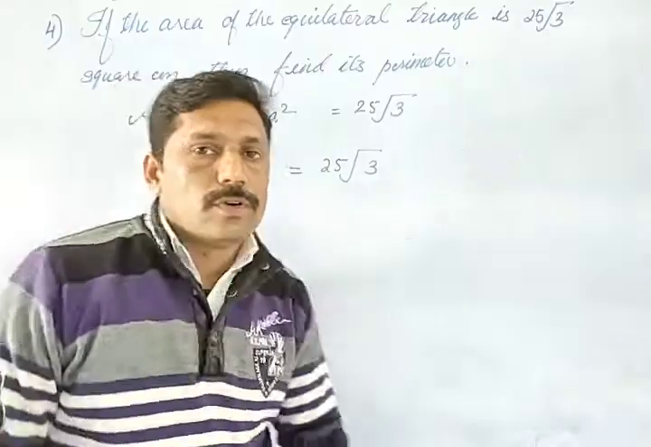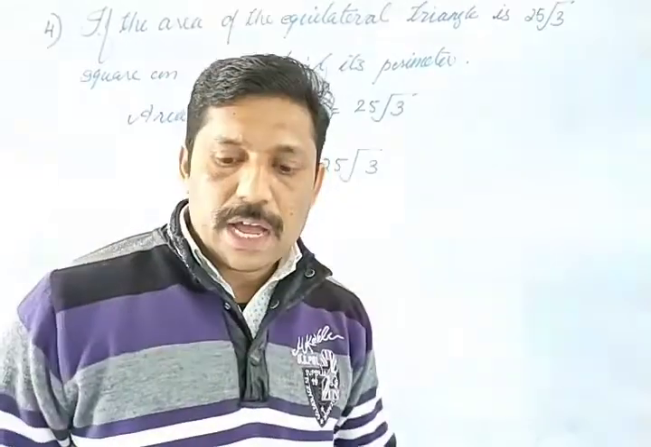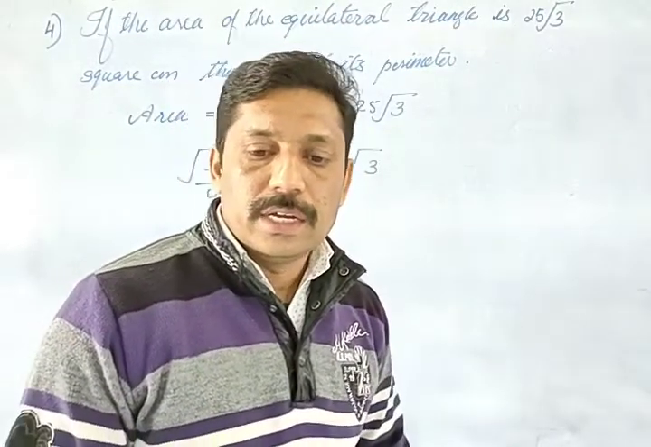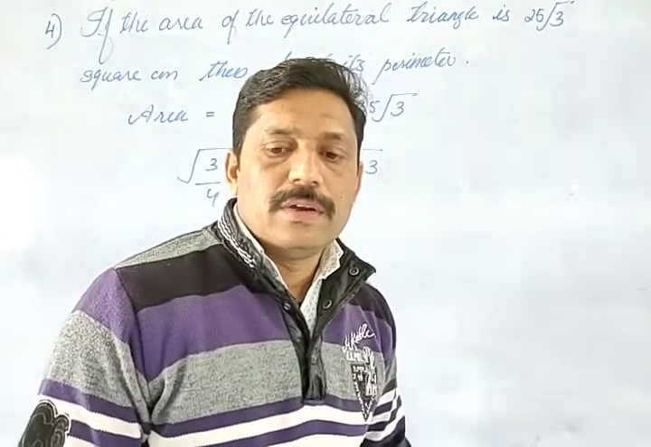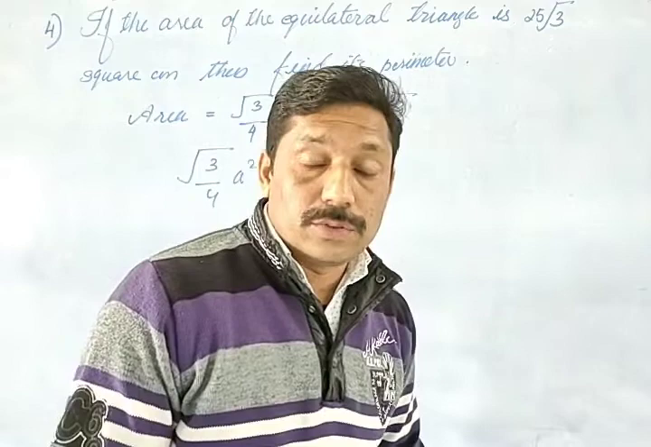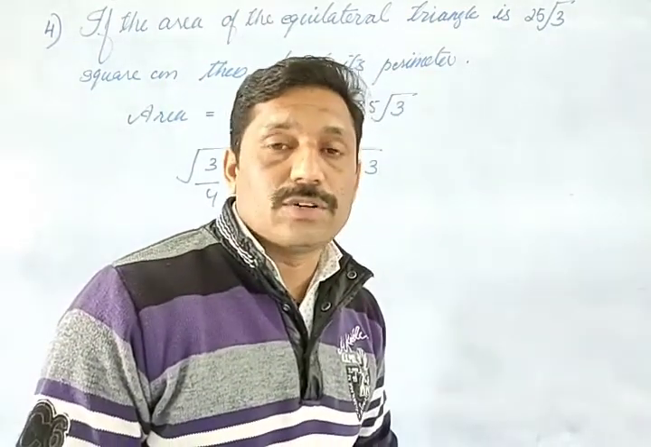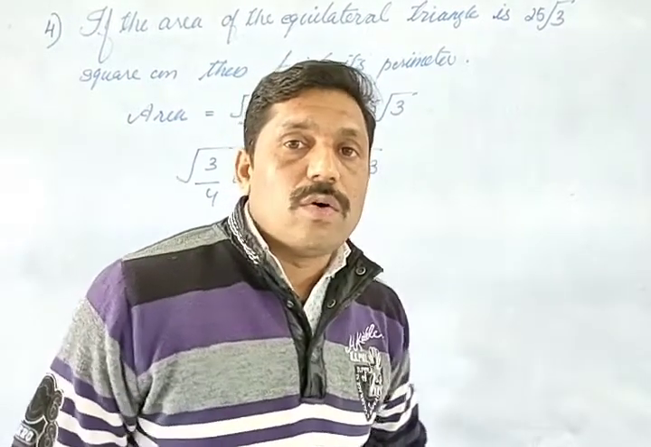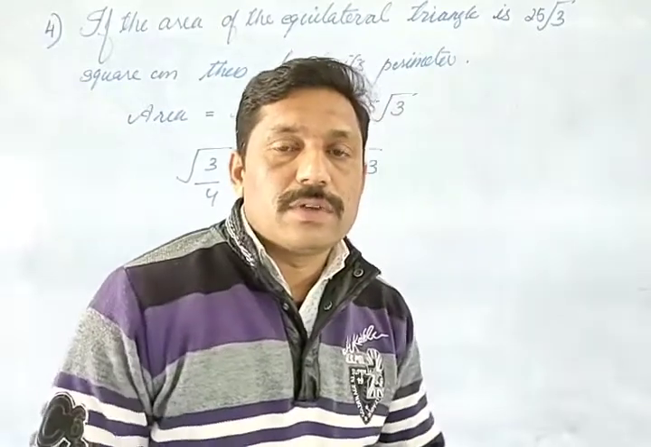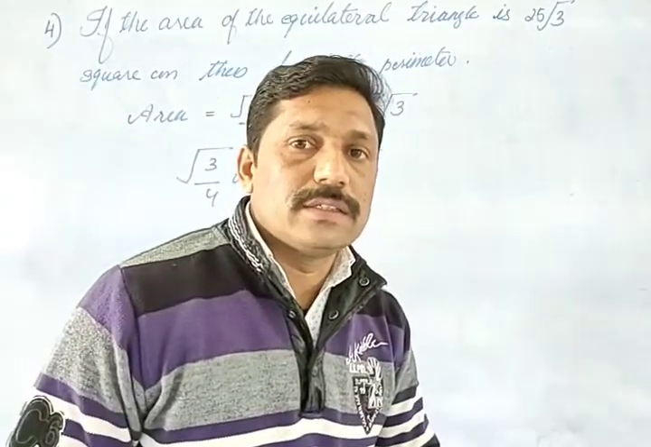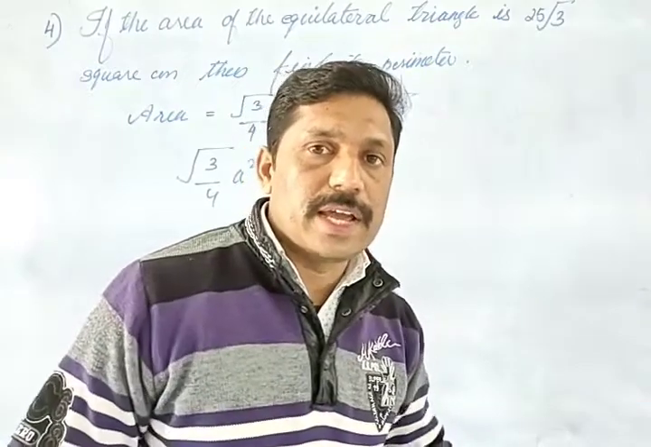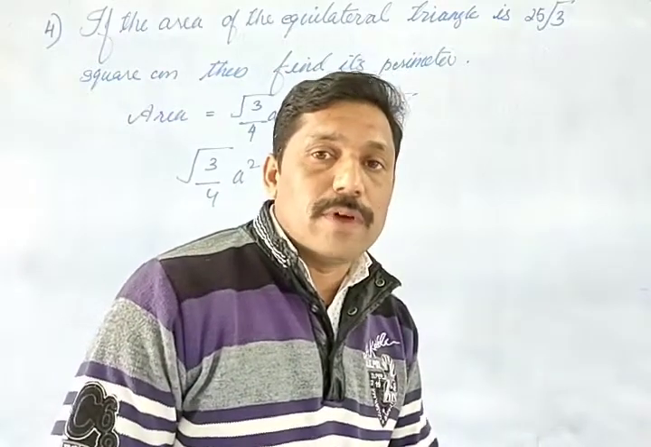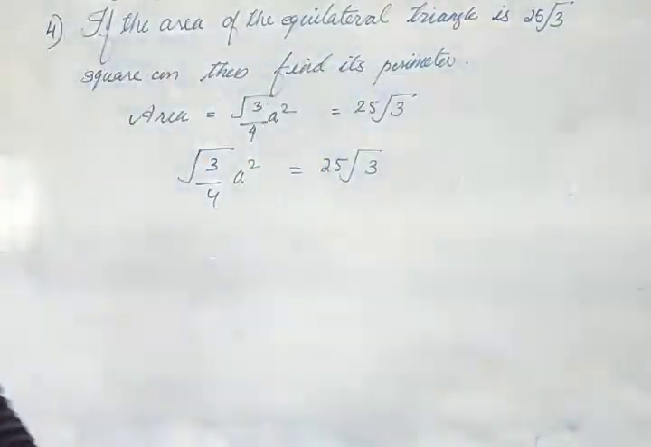The question number 4 is that if the area of the equilateral triangle is 25 root 3 square centimeter, then find its perimeter. In order to find out the perimeter of an equilateral triangle, we need the side. Equilateral triangle, all sides are equal. We need to find out the side. How can we find out the side? Here in the question it is given the area. From the area we can find out the side, and after finding out the side we will find out the perimeter. So let us see how to solve this question.